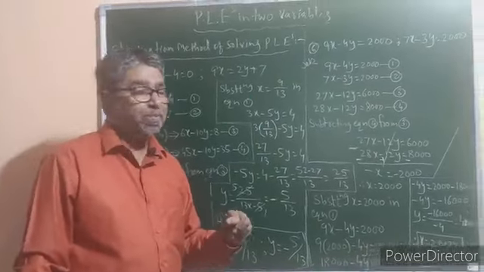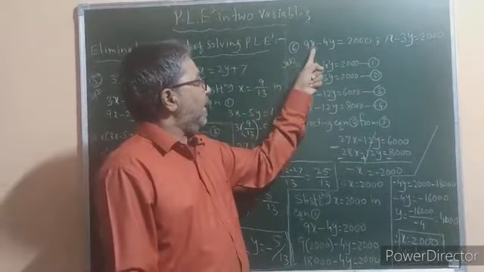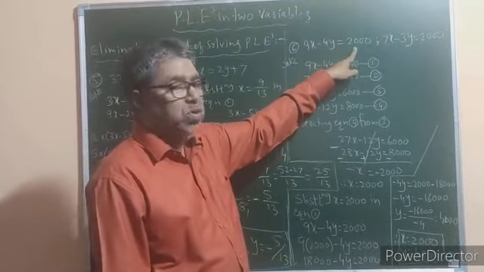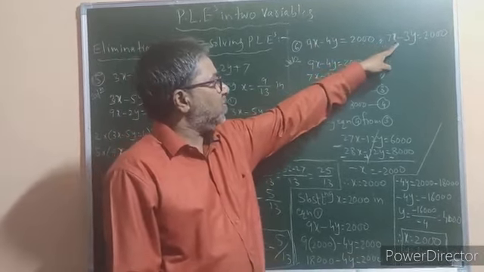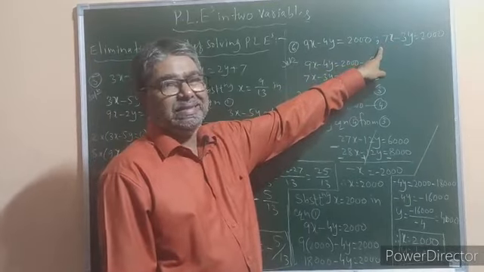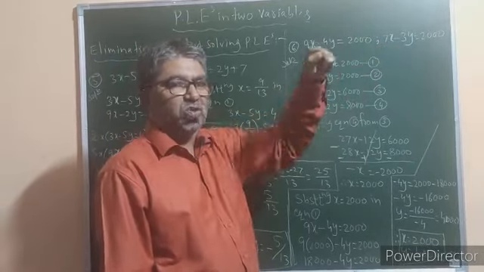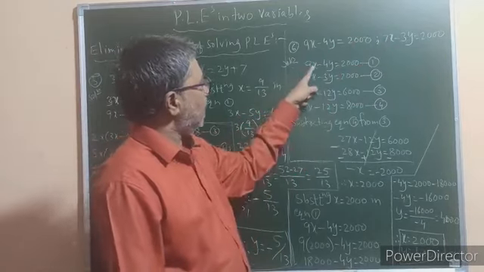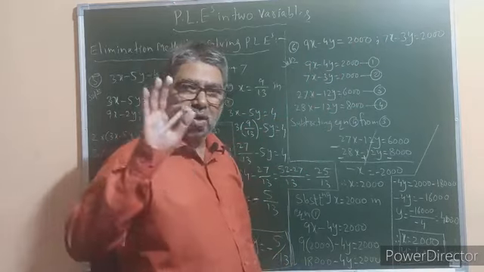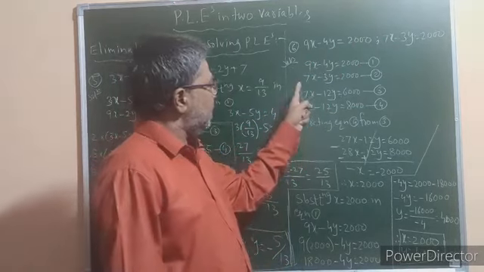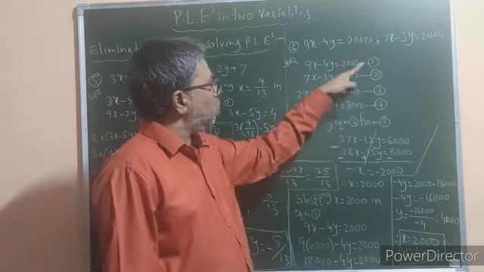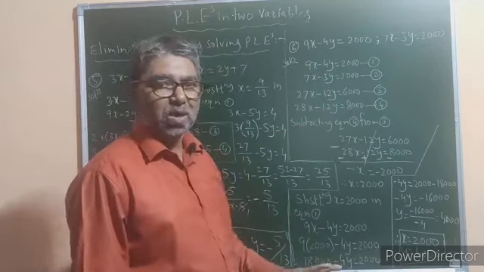Coming to one more example, this is example number 6. 9x minus 4y is equal to 2000. 7x minus 3y is equal to 2000. This is an illustrated example. It is solved in your textbook. Now 9x minus 4y is equal to 2000. Call this equation number 1. 7x minus 3y is equal to 2000. Call this equation number 2.